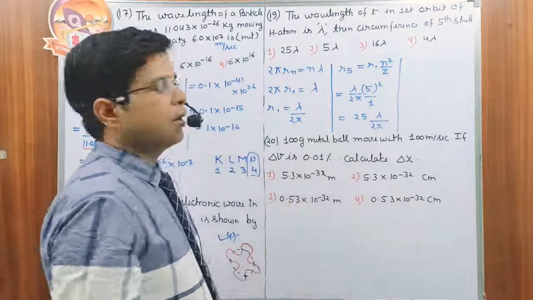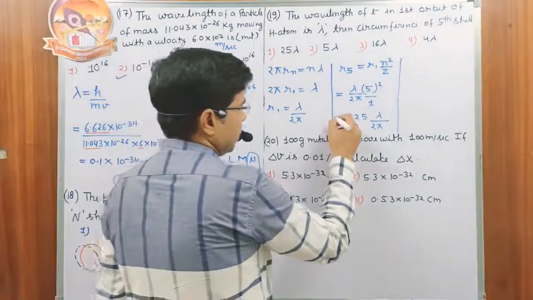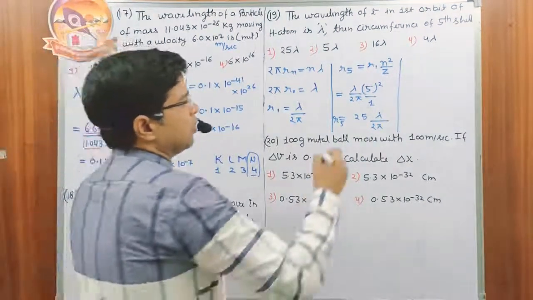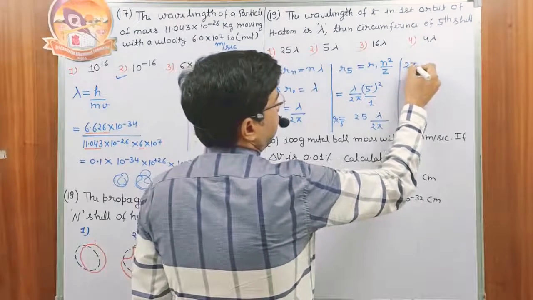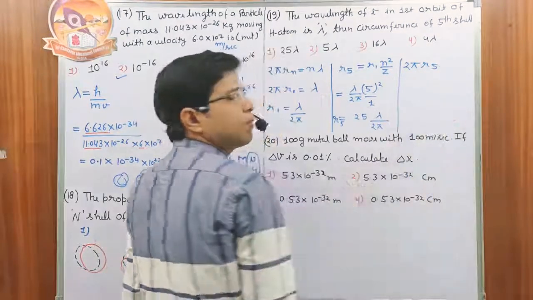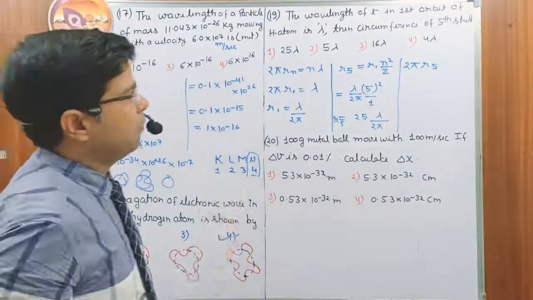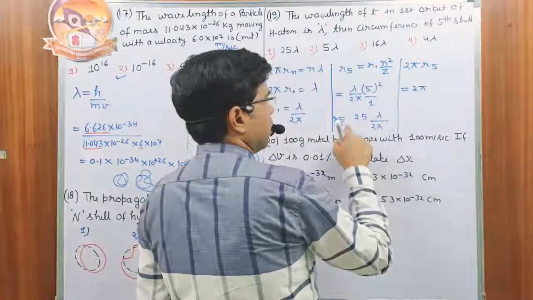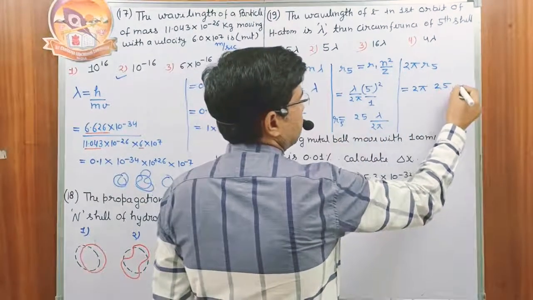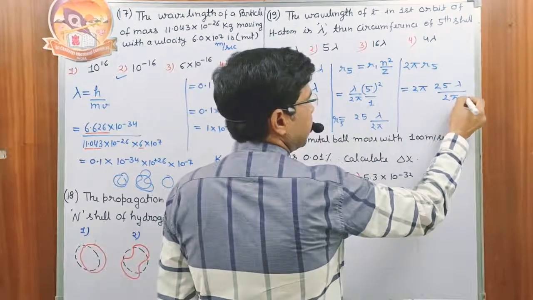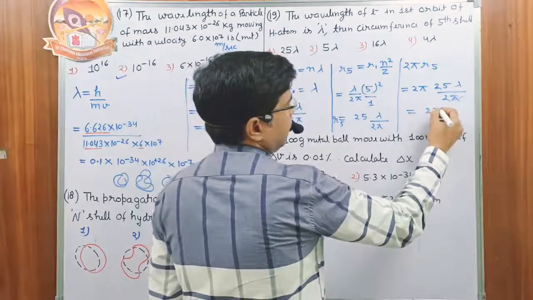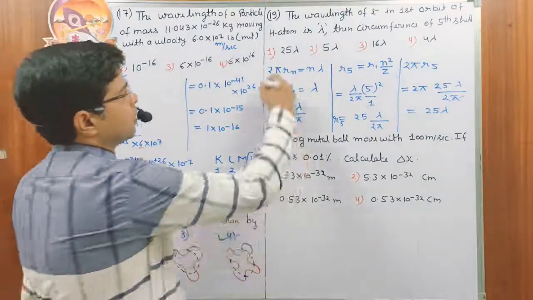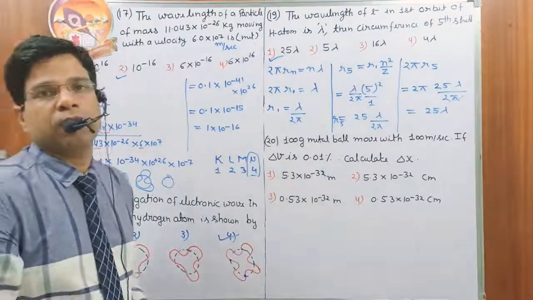Okay, and now we have to find the circumference. This is the radius of the fifth shell. Now 2 pi r5, this we have to find out. This is the circumference of the fifth shell. So what is that? 2 pi r5, r5 is 25 into lambda divided by 2 pi. 2 pi cancels out. What is the answer we have? 25 lambda. So the correct answer of this question is 25 lambda. That is option number 1.